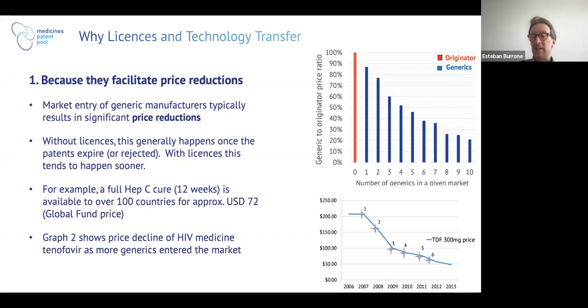Today, you can get a hepatitis C cure for 12-week treatment in over 100 countries for approximately $72 through the Global Fund, for example. And that's been coming down massively from thousands of dollars years back. And I'm showing an example of how it went down in relation to tenofovir as more and more generics came in, and how that drives down the price. So you can see that across all sorts of products. Once generics come in, price comes down. So if you have competition on several manufacturers, it comes down even further, and licensing can be an avenue to do that.